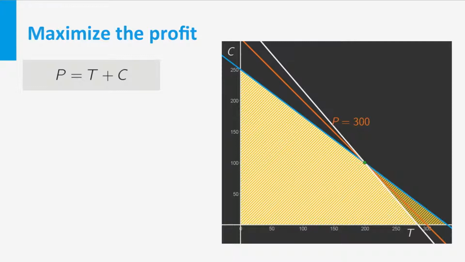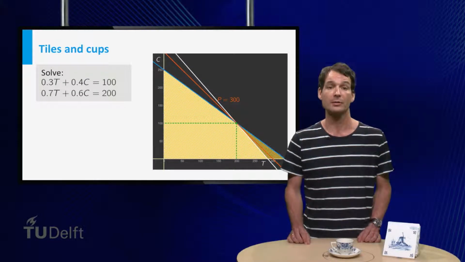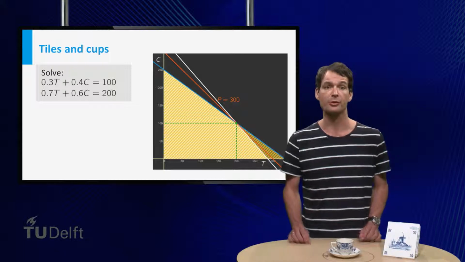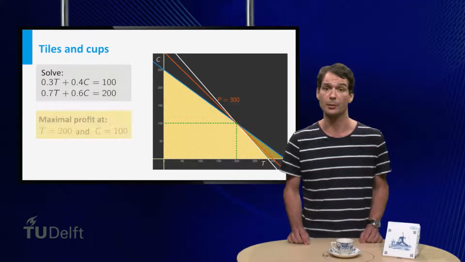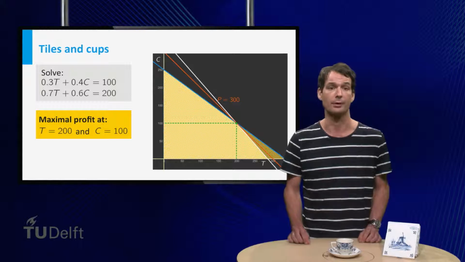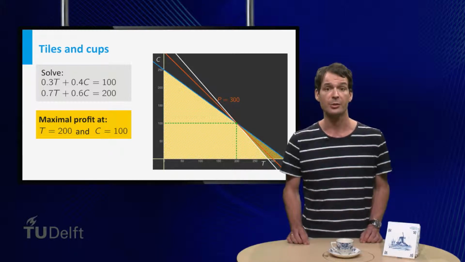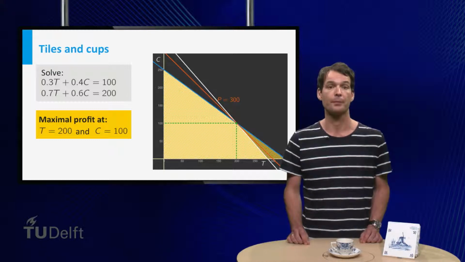So from the picture you see that the highest profit you can make, which is 300 here, corresponds to the intersection point of the white and blue lines. You can find the intersection point by solving two equations, and this gives T equals 200 and C equals 100. So these are the number of towels and cups that you need to make to maximize your profit.